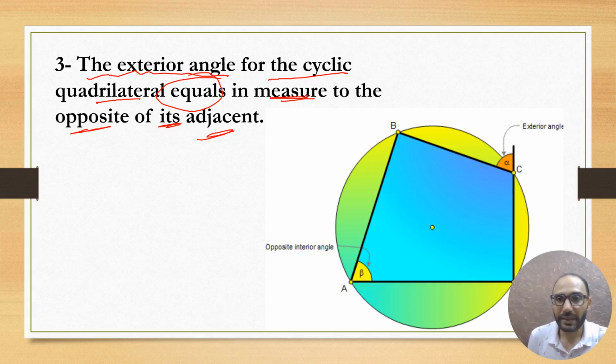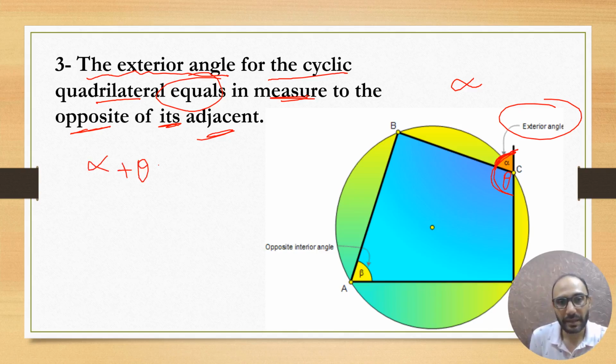And here there is an exterior angle that we named alpha. You know that any exterior angle and its adjacent one, let's say it's theta, so alpha plus theta are two angles lying on one straight line, or they are supplementary. So their sum of measures together must be 180 degrees.